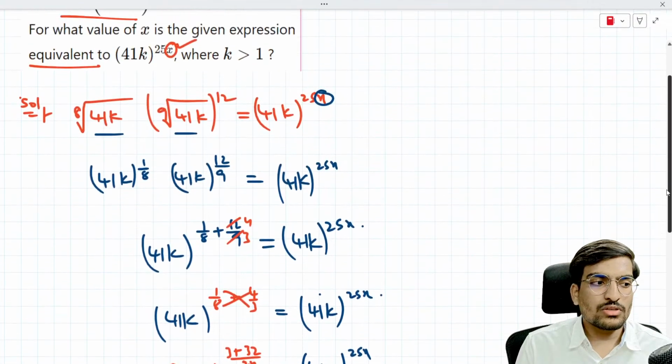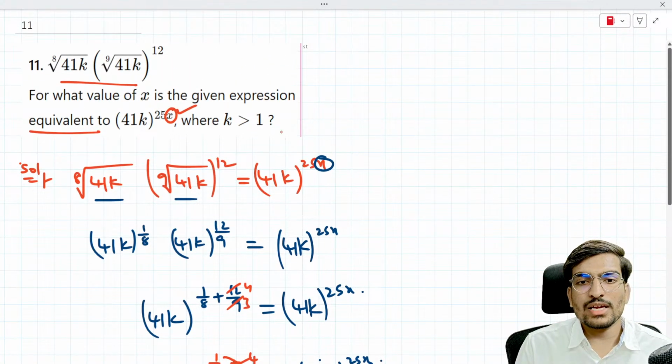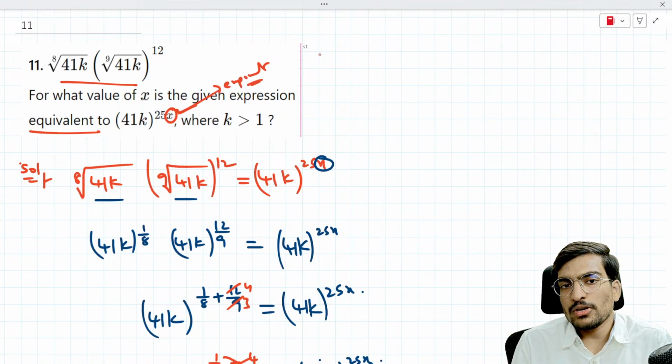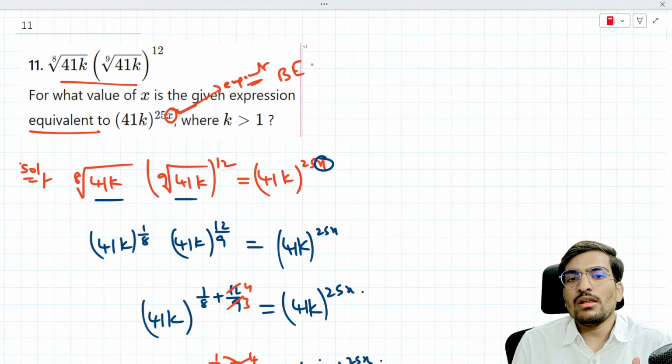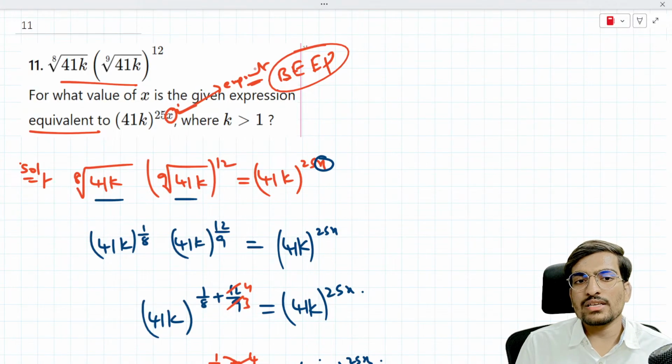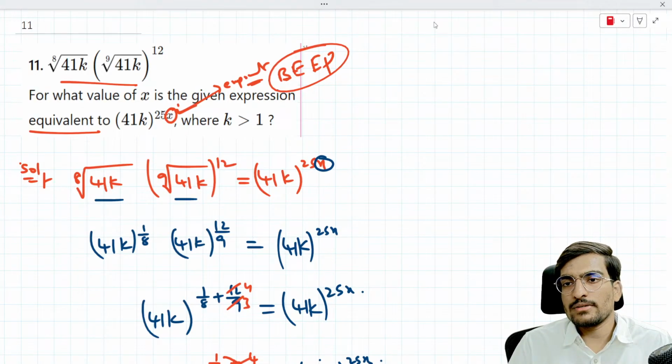So here you need to get one idea: whenever you're trying to find the value of x which is in the exponent, when the thing you're finding is in the exponent, bases equal, equate powers. You're going to use this beep thing whenever you're trying to find the value of an exponent. Just beep.